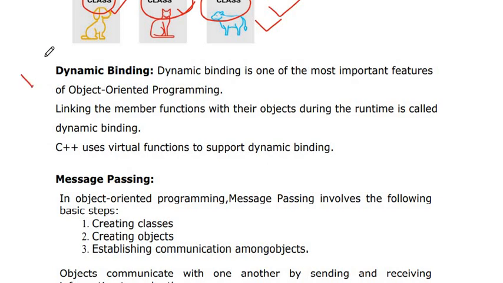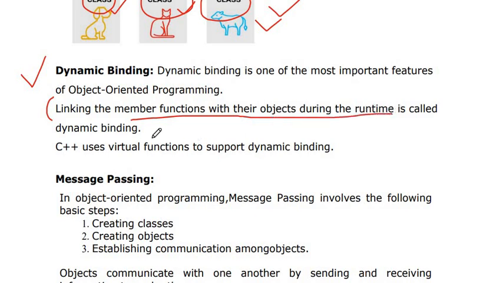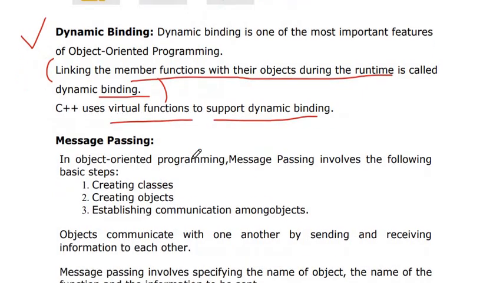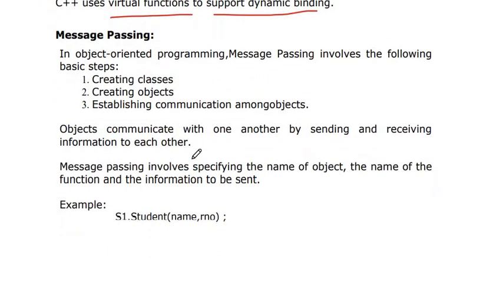Now, let us go to next point. Next one is dynamic binding. Dynamic binding is one of the most important features of object-oriented programming. Now let us see what is dynamic binding. Linking the member functions with their objects during the runtime is called dynamic binding. I will explain dynamic binding concept in the fifth unit. C++ uses virtual functions to support the dynamic binding.